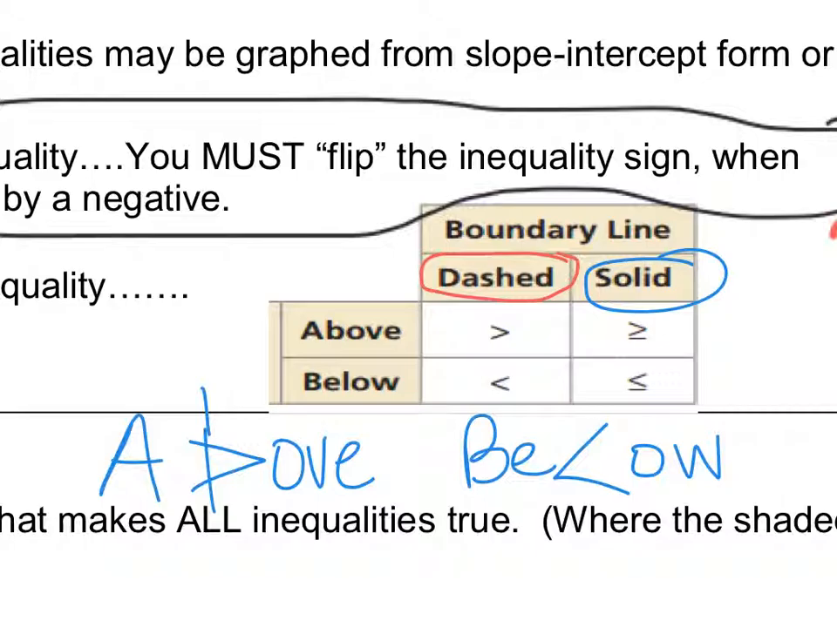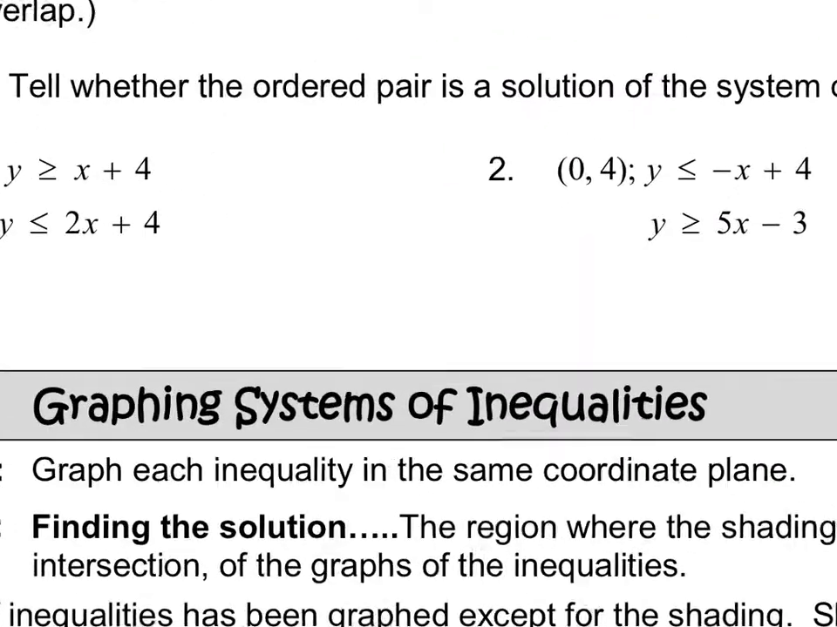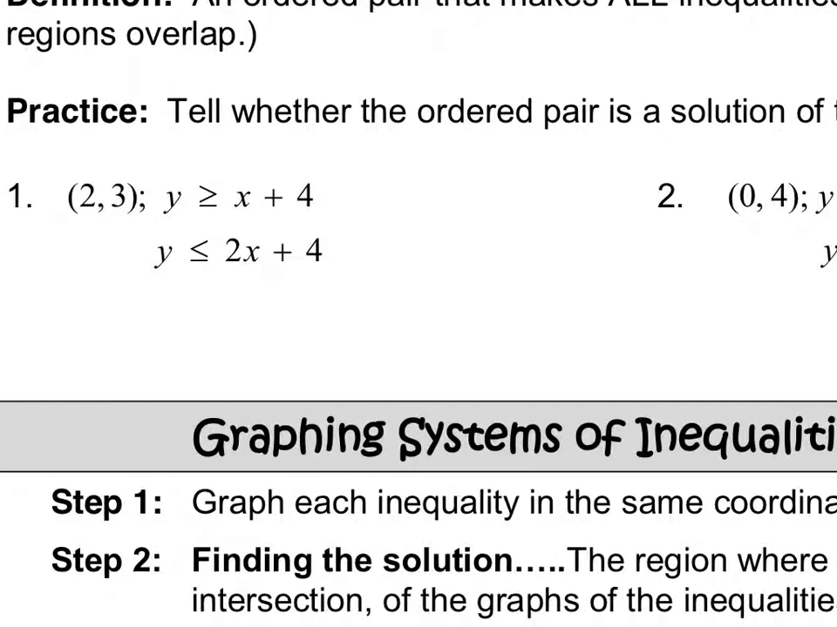That sometimes helps people. Okay, so if we're looking at this very first practice, all it's giving us is a system of inequalities, and it's asking, is this point a solution to this system of inequalities? So in order to be a solution, this point has to make both of these inequalities true. Now there's two ways to approach it. Either you can put them both in the calculator and shade them in the calculator, and then just go to the point 2, 3 and see if it's in the double shaded spot. That's one way to do it.